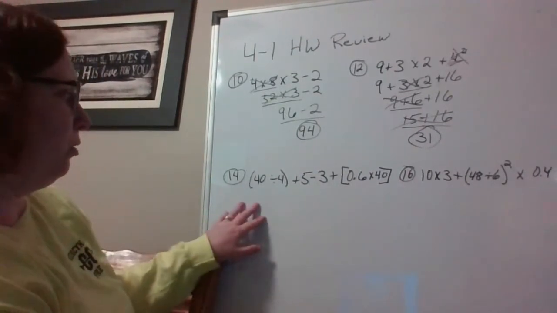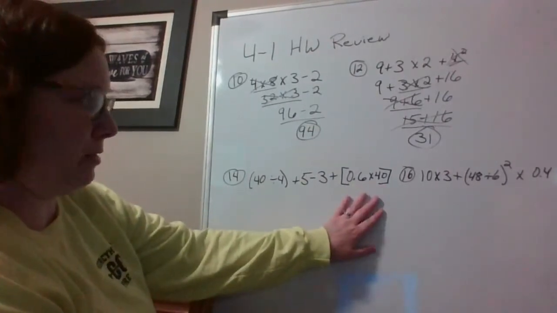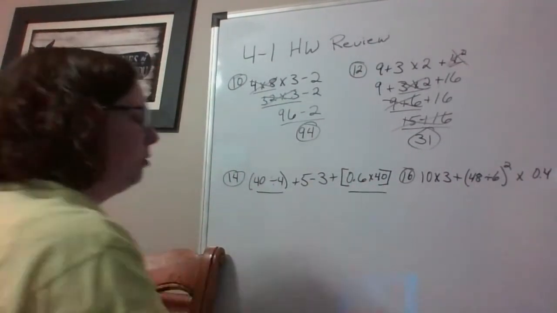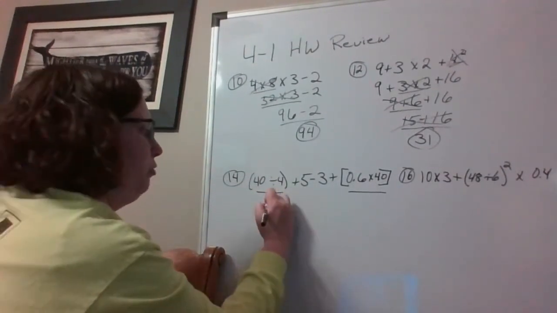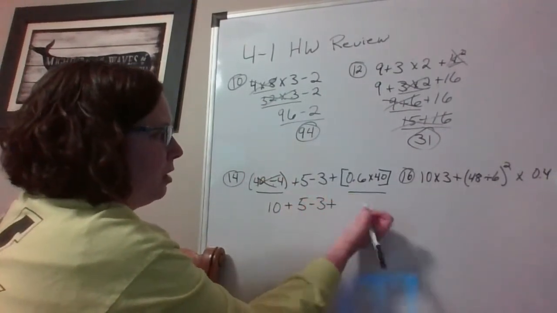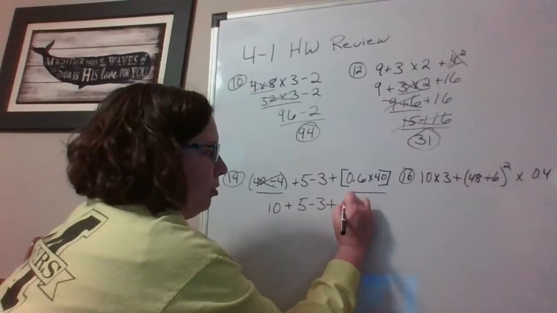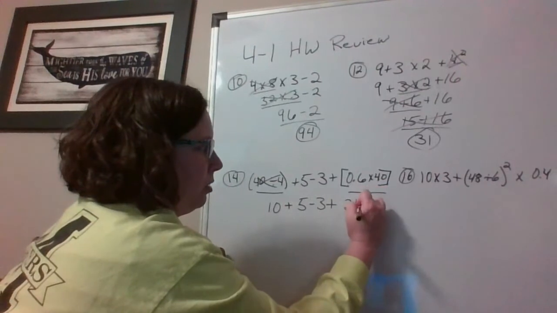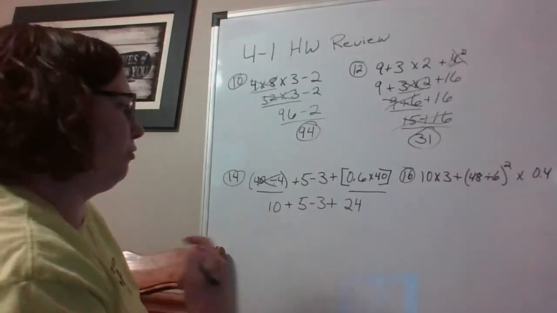Number 14, we have a lot going on here. We have a set of parentheses, we have a set of brackets. So those are the first things that we need to do. Because they're separate, we can do them in the same line. When we do this one, 40 divided by 4 would be 10. Copy these. And then 6/10 times 40 would be, let's see, this would be 240, but then we have a decimal, so I believe it's just 24 there.